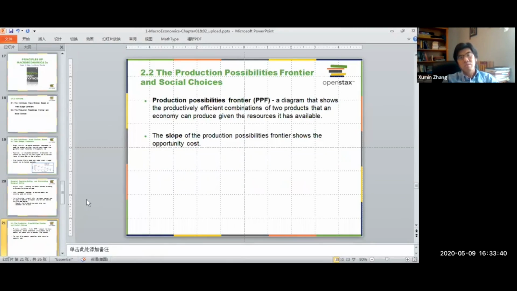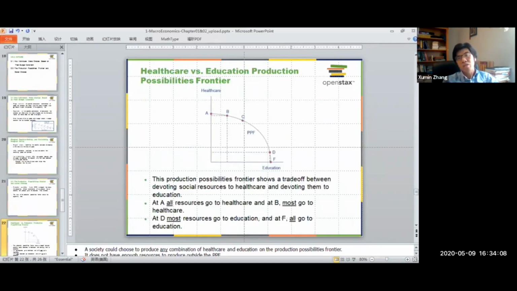Here's one concept I want to review with you, which is called the production possibilities frontier. We usually use the acronym PPF. This is a diagram to show you how we allocate our resources on two goods. In this case, we just assume that we have a country, and we have two goods to produce. On the aggregate level, one is healthcare, one is education.